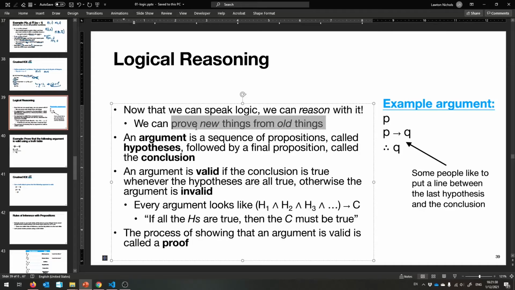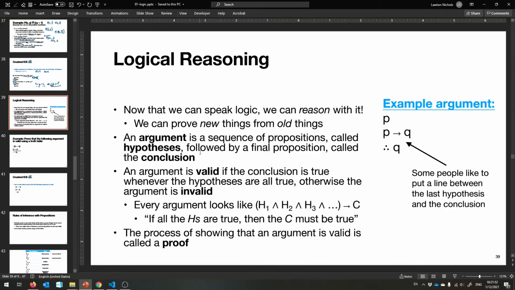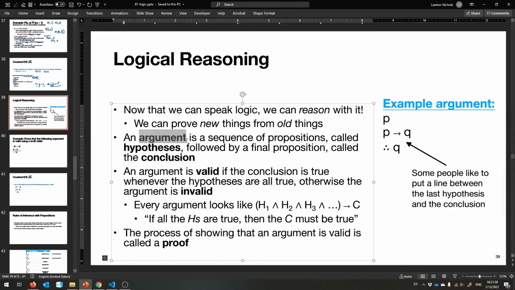Let's prove new things from old things. So let's talk about what it means to reason logically. You have a bunch of new terms now. You're trying to prove something. That is your argument. You have an argument that you're making. It's just a sequence of propositions. Those are your hypotheses. So you assume these things, and then you want a final proposition to be true based on these hypotheses. That is called the conclusion. Okay? So that is your argument.